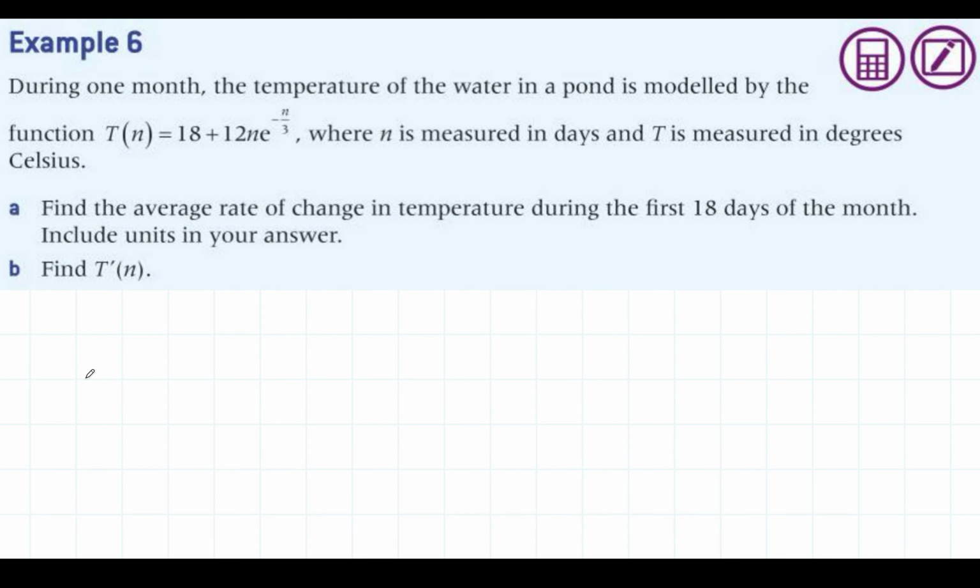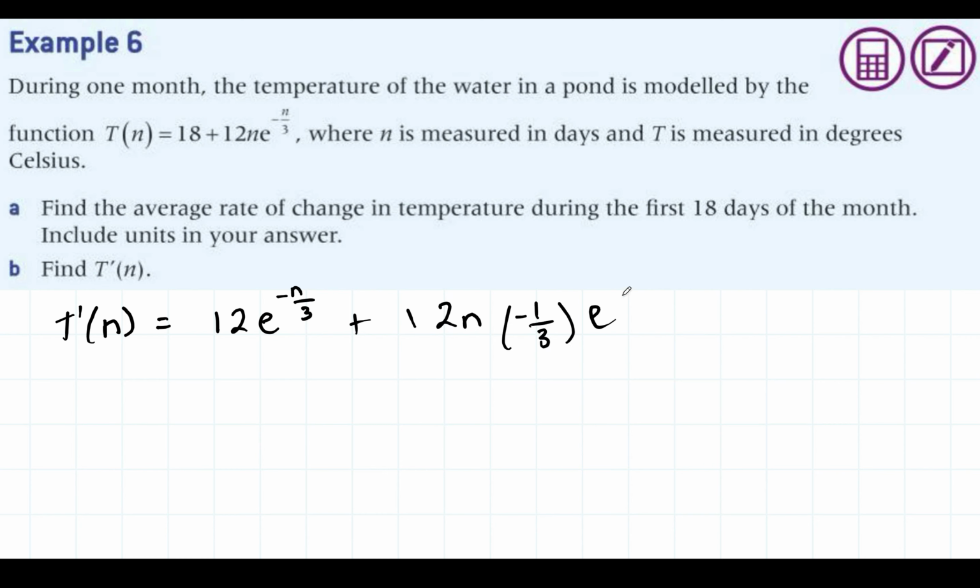Now, part B asks you for the derivative, T prime of n. You need to use the product rule for this one. So T prime of n is going to be, I'm going to derive the n first, so that's going to give me 12. The exponent stays the same, and then I'm going to derive the exponent, and the derivative of the exponent is going to be 1 over 3 e to the power of negative n over 3, and that's the derivative.